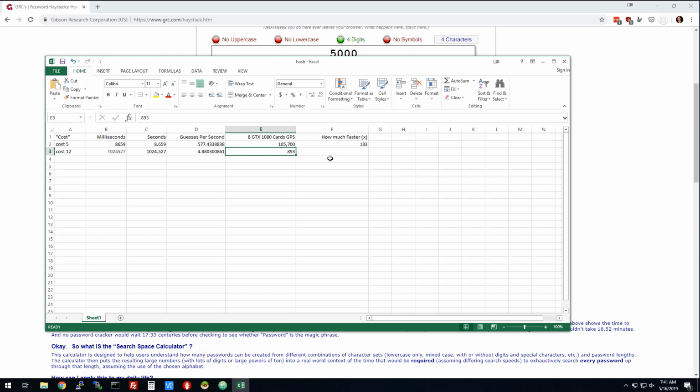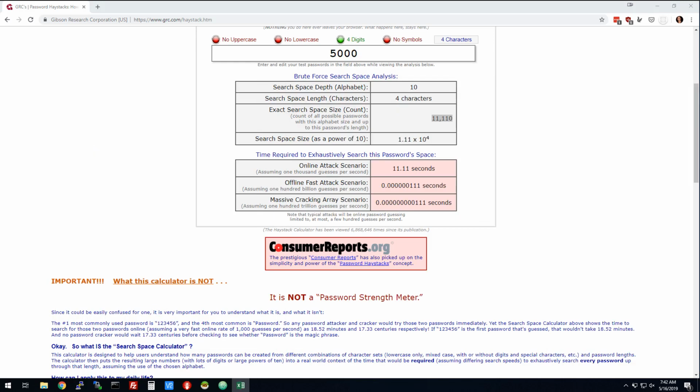Like, we'll give them the benefit of the doubt. We'll give them 10% better than what they actually got and say, okay, you can do 1,000 per second. So this gives us an idea that if this were online and you were able to somehow power through that amount of searching, it would take you roughly 11 seconds to brute force this password.